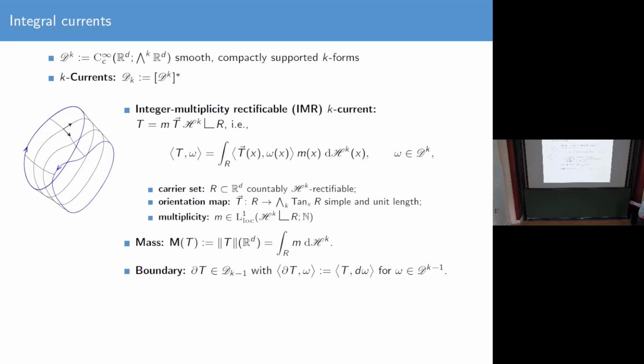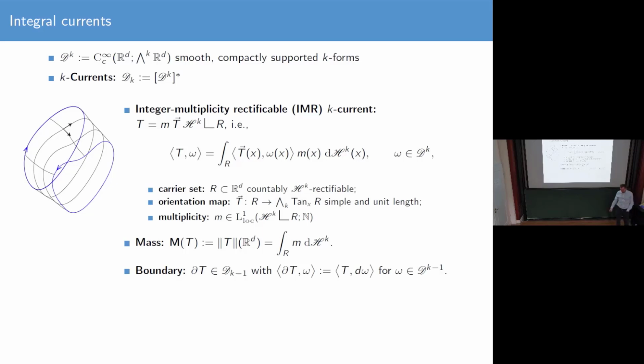And one very nice thing of this kind of general framework is that you can always define a boundary. The boundary is defined as the adjoint to the exterior differential of forms. You can see this here. But for the integer multiplicity currents, it really is the topological boundary of this rectifiable set. Let's say this rectifiable set is nice, so C1, say, then you see this is in blue here with the induced boundary orientation.